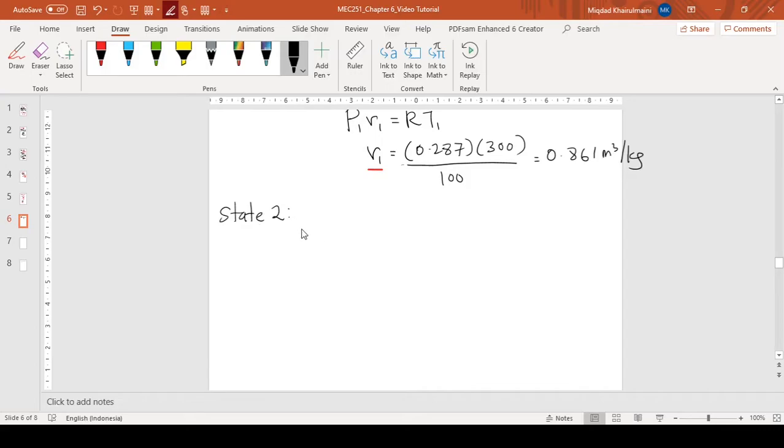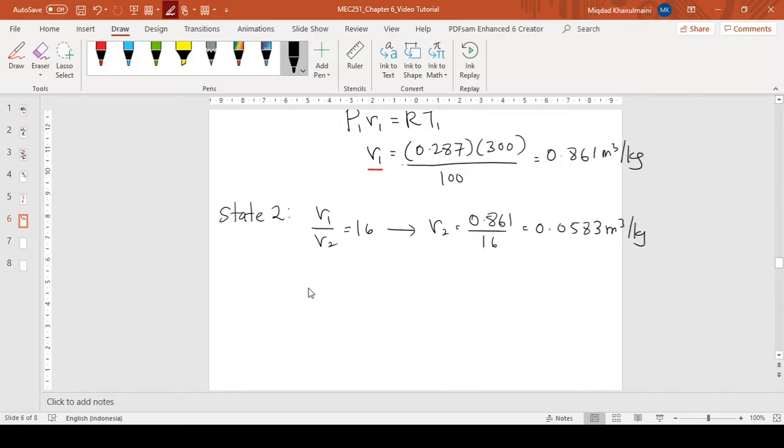For state 2, we know that from state 1 to state 2 is the isentropic compression. So the compression ratio, specific volume 1 over specific volume 2, is 16. From here we can calculate the specific volume at state 2. Substituting the values, we get the specific volume at state 2 as 0.0583. Be careful of the decimal points.